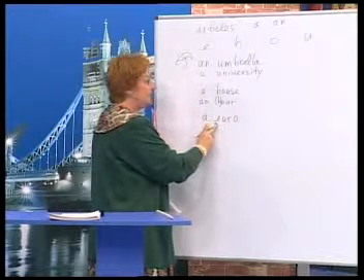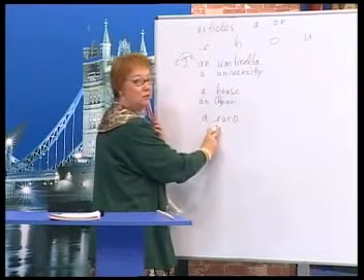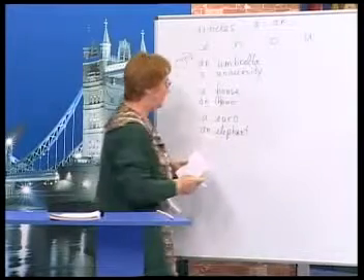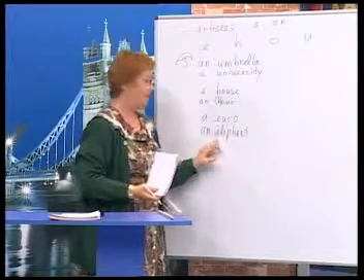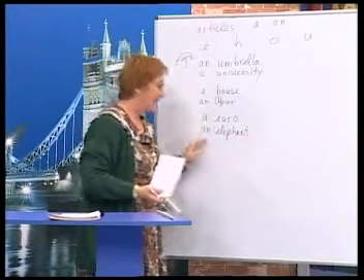Okay, here's another couple of examples. A euro. This one is kind of like a Y sound. This is how we say it in English, a euro. And we can say an elephant. This one is normal. An elephant. And Y: a euro, an elephant.